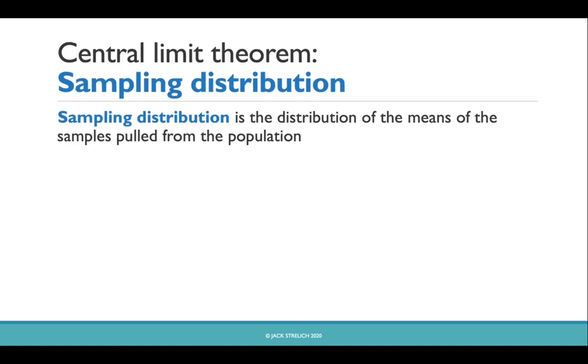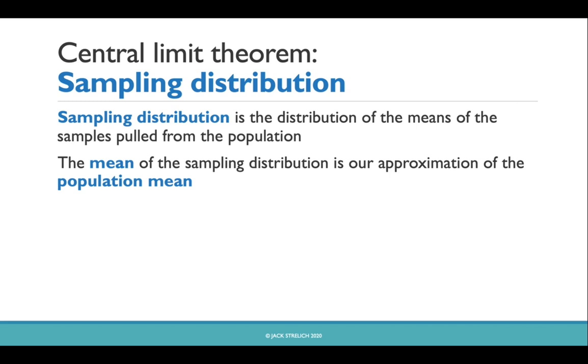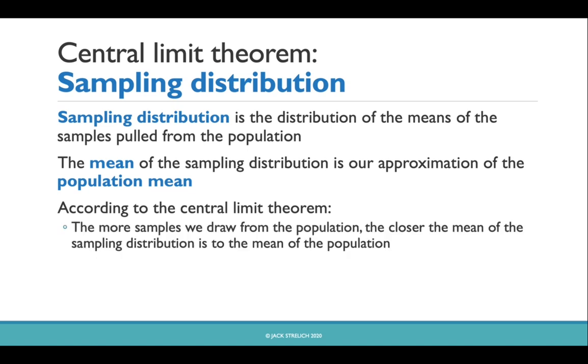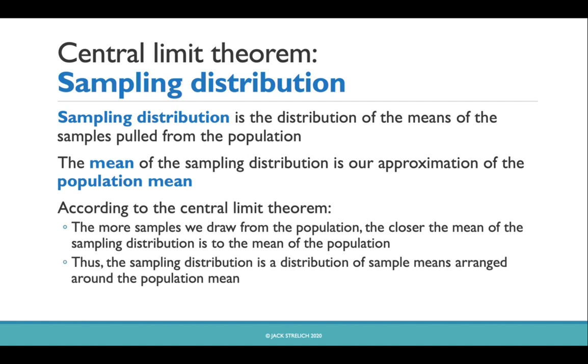So, just to reiterate, the sampling distribution is the distribution of the means of the samples that we pull out of the population. The mean of the sampling distribution is our approximation of the population mean. According to the central limit theorem, the more samples we draw from the population, the closer the mean of the sampling distribution is to the mean of the population. Thus, the sampling distribution is a distribution of sample means arranged around the population mean.